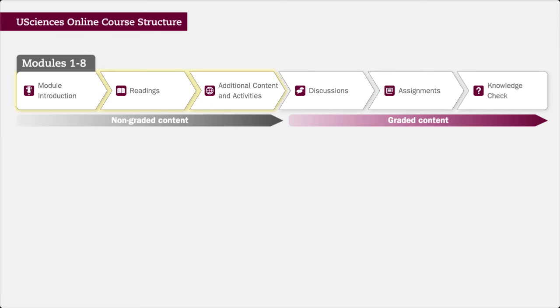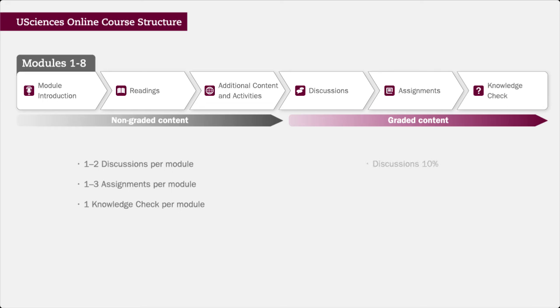Now that we've reviewed all non-graded pages in the course modules section, let's take a look at the graded pages. There are 3 graded categories in each module: discussions, assignments, and the knowledge check. There will be 1 or 2 discussions, 1 to 3 assignments, and 1 knowledge check per module.